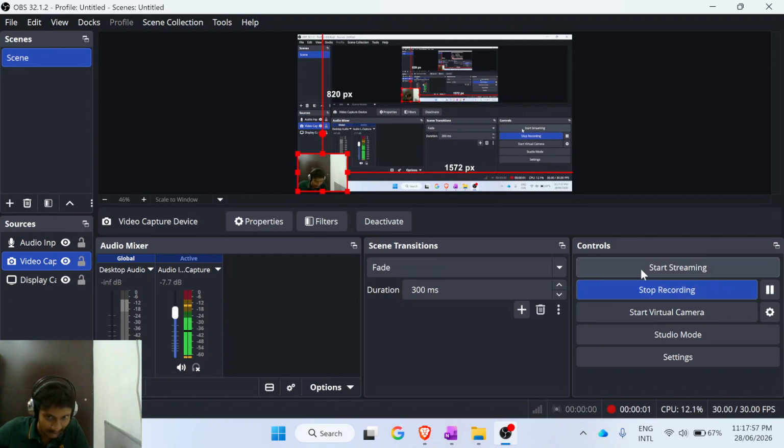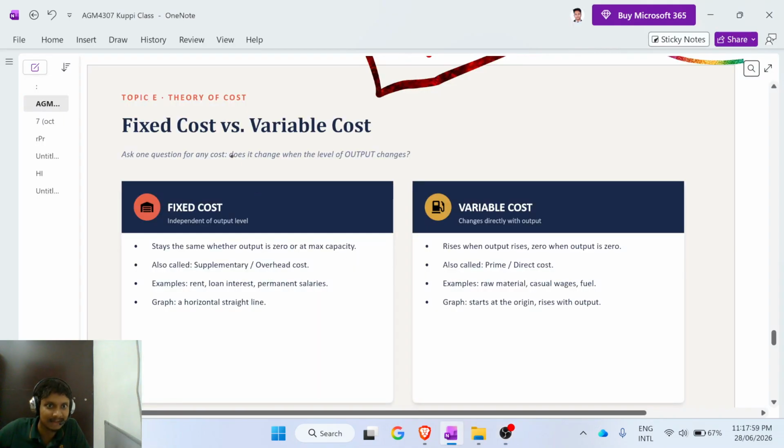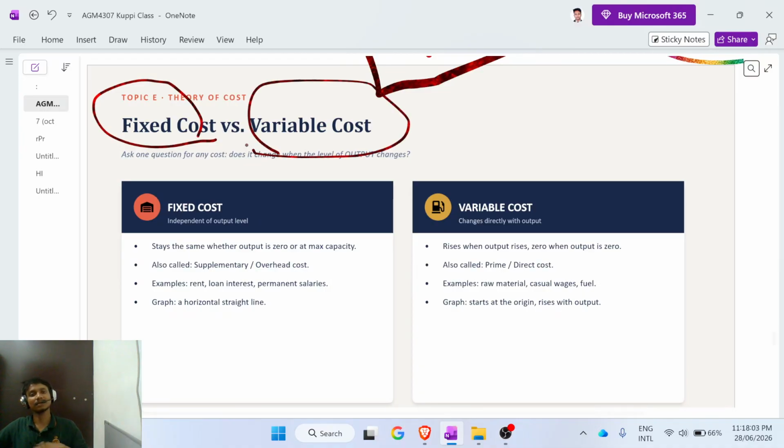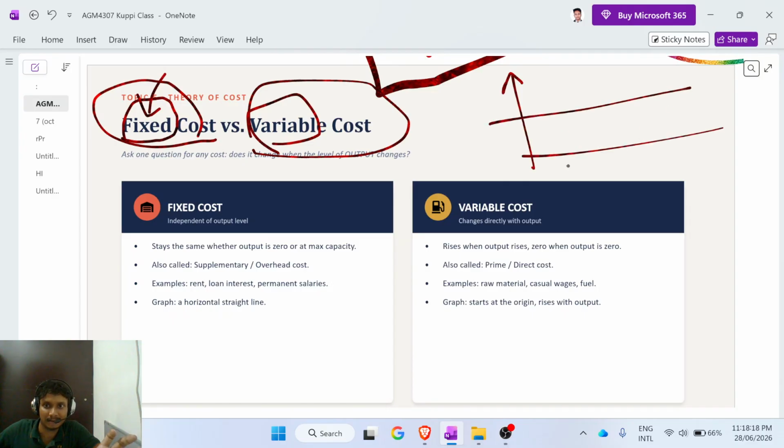Okay, welcome back. In this video, we are going to study fixed cost and variable cost. Here, we are going to discuss fixed cost versus variable cost. Please look at the words fixed and variable. Fixed means constant. If the graph is like that, even though the x-axis changes, the y-axis remains constant.